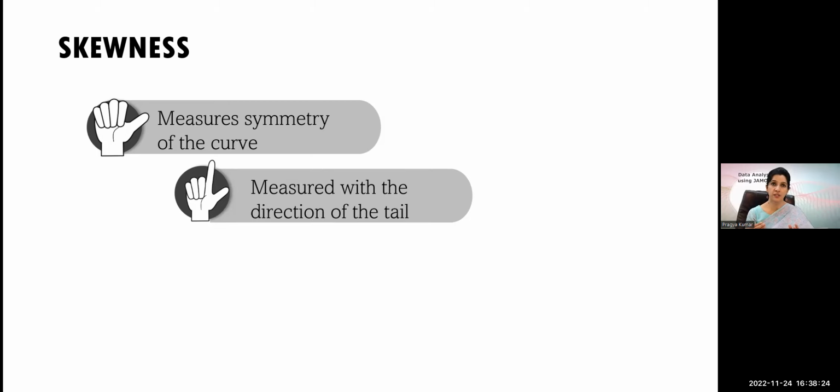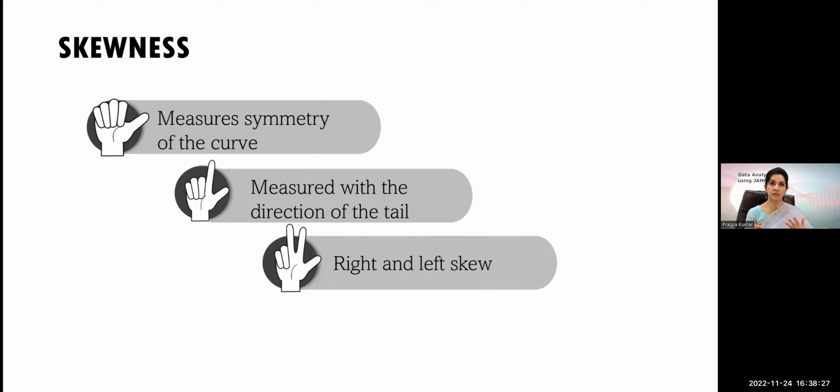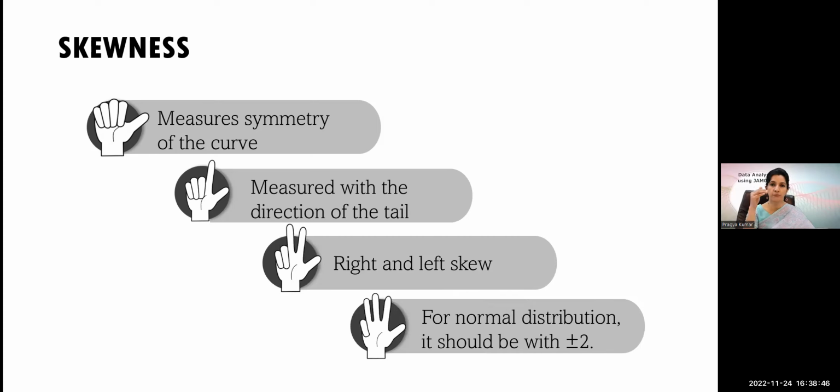It is measured with the direction of the tail. We have learned that with a right skew, the tail will be towards the right, and with a left skew, the tail will be towards the left. If there is no symmetry, we call it skewed data. If the value of skewness is more than 2, and it could be plus or minus, because plus will be a right skew and minus will be a left skew. We'll see in Jamovi, it gives you the value of skewness and kurtosis. If the value of skewness is within plus minus 2, then we take that data to be normally distributed.